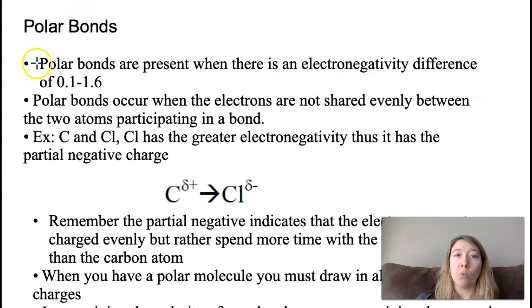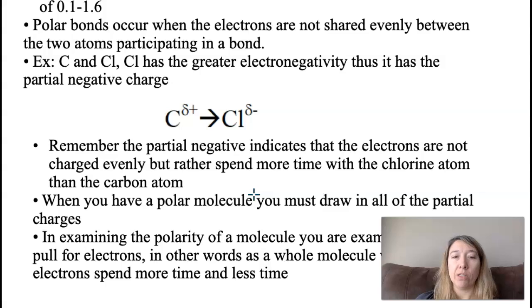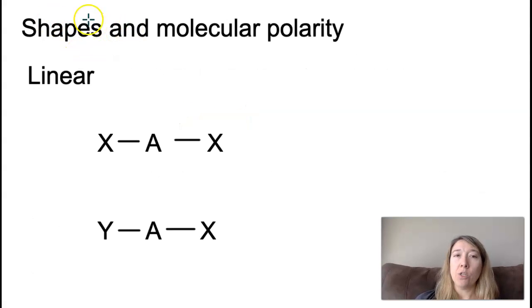Reviewing your polar bonds, right? We said we had polar bonds anytime your electronegativity difference was between 0.1 and 1.6. Remember we used those little delta plus and delta minuses, and the arrow went towards the one which had the higher electronegativity because the electron was attracted towards it. We have to be able to recognize those pieces to help us recognize if a molecule is going to be polar or not. So let's talk shapes and molecular polarity.